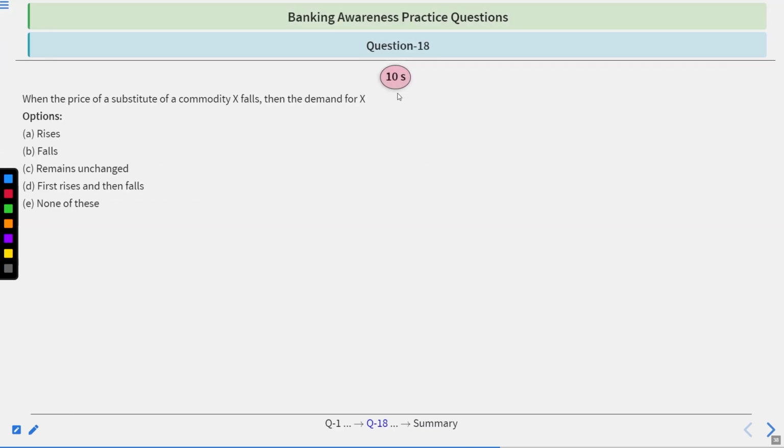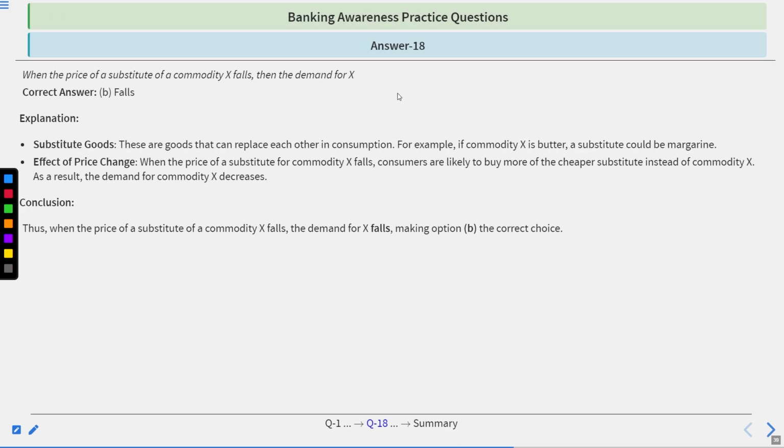Question number 18. When the prices of a substitute of a commodity X fall, then the demand for X rises, falls, remains unchanged, first rises and then falls, none of these. To answer this, you have 10 seconds. Time starts now. Time's up. Correct answer is B, falls.